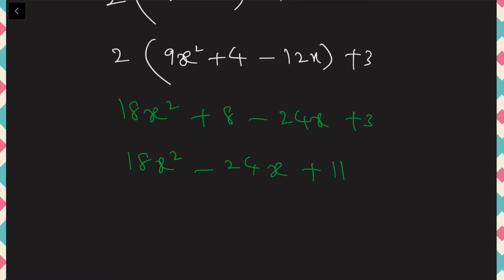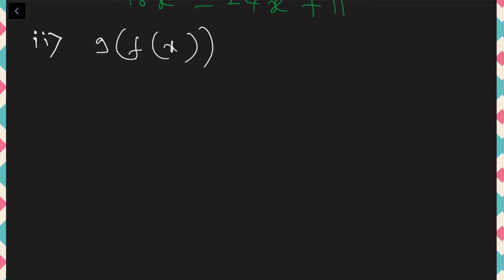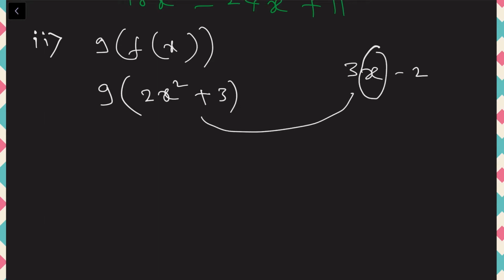Next, second question in this. To find the value of g of f of x. So g of f of x is given as 2x square plus 3. Now this 2x square plus 3 we need to substitute in the place of x in the function g. Function g is given as 3x minus 2. So in the place of x we need to substitute this completely.